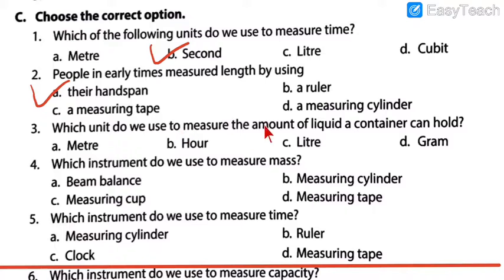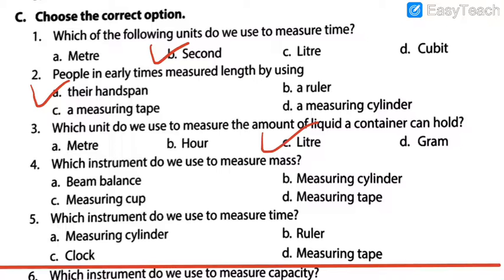Number 3, which unit do we use to measure the amount of liquid a container can hold? So what is the unit we use for the liquid? Meter, hour, liter or gram? Again, it's very easy. When I was explaining this chapter, I explained about the milkman visiting your house in the morning. So I gave you the example. Try to think about it. Your time starts now. 5, 4, 3, 2, 1 and 0.